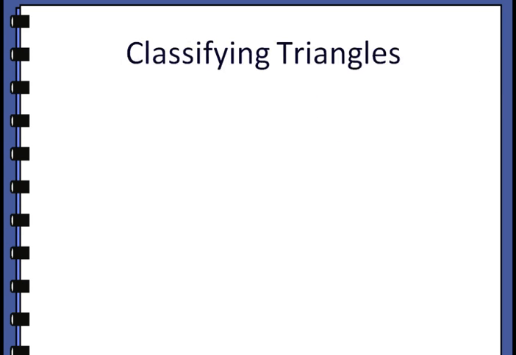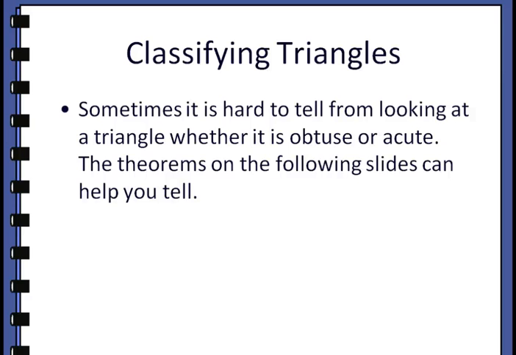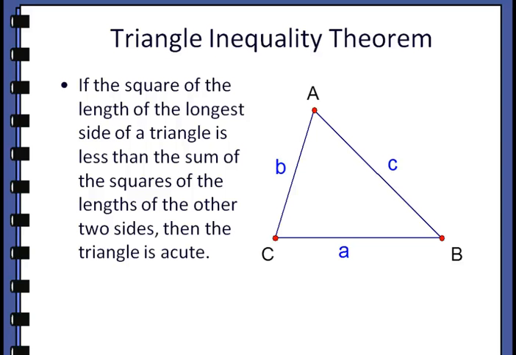Now, in terms of classifying triangles, sometimes it's hard to tell from looking at a triangle whether it's obtuse or acute. And these theorems that we're about to go through can help you tell. Called another kind of triangle inequality theorem, and it says the square of the length of the longest side of a triangle is less than the sum of the squares of the lengths of the other two sides. If that is true, then the triangle is acute.